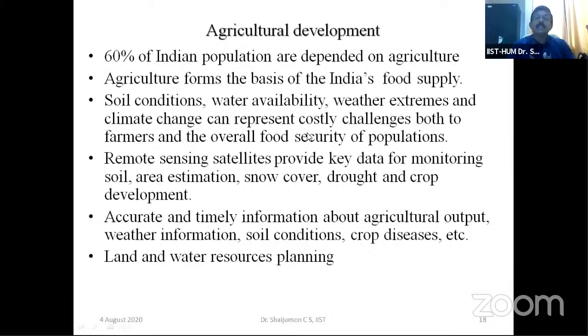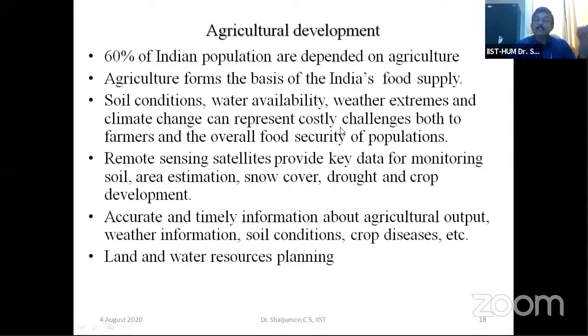For that, you need space technology. Otherwise, you cannot control all these. So it is very important for the food security of the country. Remote sensing satellites provide key data for monitoring soil, area estimation, snow cover, drought and crop development. Yesterday, Register Sir explained all these things in great detail. I'm not going into the details of all those.